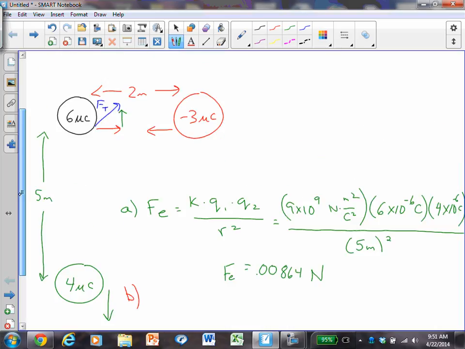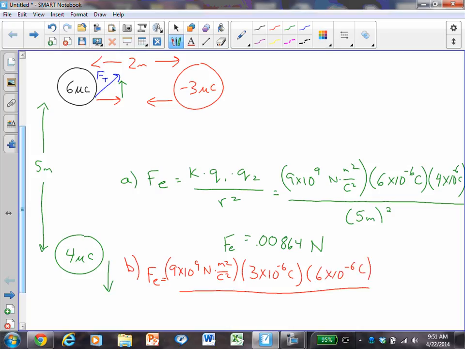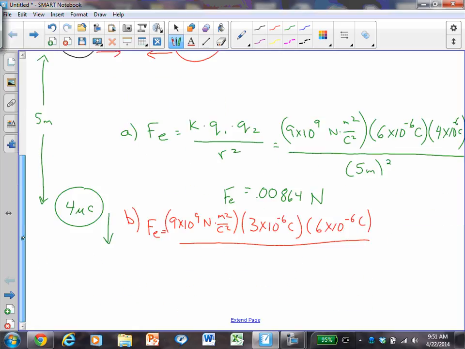Okay, so B. B is the force between the 6 and the 3. I think I said we don't include the negative here. It just tells us that it's in this direction. Same formula: 9 times 10 to the 9 newtons times meters squared per coulomb squared, times 3 times 10 to the minus 6 coulombs, times 6 times 10 to the minus 6 coulombs, divided by the distance between them squared, right?